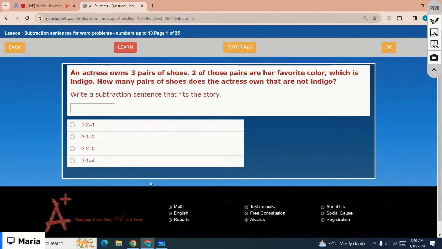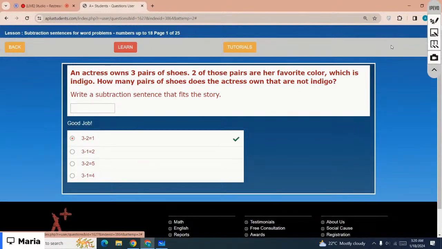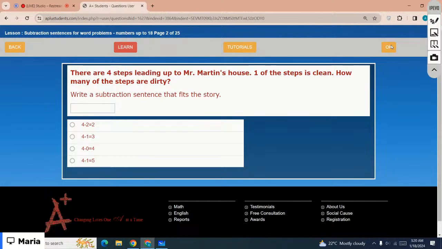The story has exactly the same numbers that are in the question. So that would be 3 minus 2 equals 1, right? Okay, the next one is, there are four steps leading up to Mr. Martin's house. One of the steps is clean. How many of the steps are dirty? Write a subtraction sentence that fits the story.